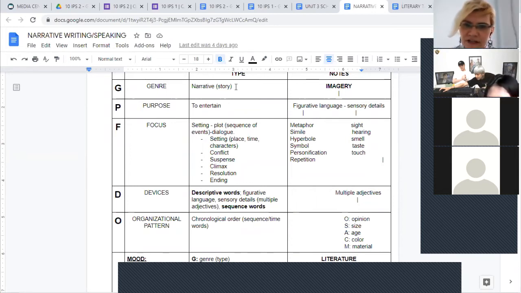In this case, we're talking narrative, which is to entertain. The focus is always the setting and the plot, so the sequence of events. So here it is, I already wrote it down for you. We have the setting, which is place, time, and characters, conflict, suspense, climax, resolution, and ending. And here you've got that same thing about building imagery. Yeah? So the devices that you use in literature are always descriptive words. We want to create a world that you can imaginarily see. If you read a story, you want to be able to imagine it.